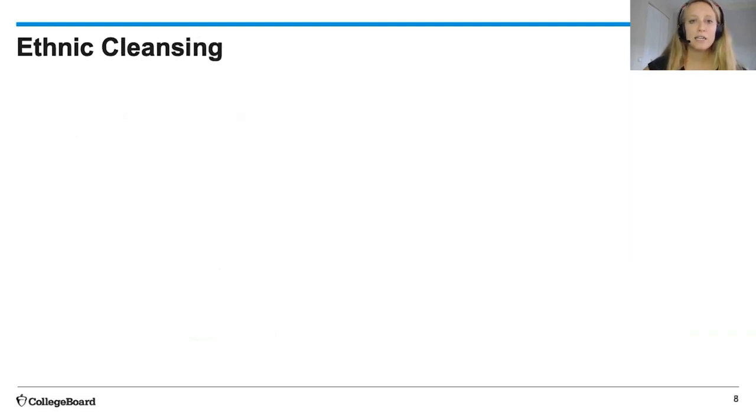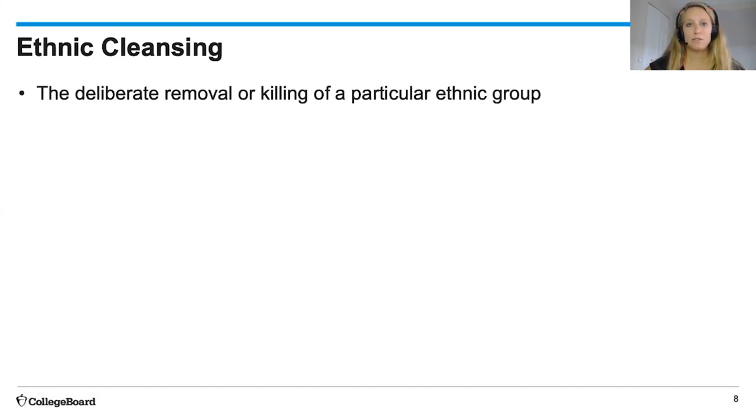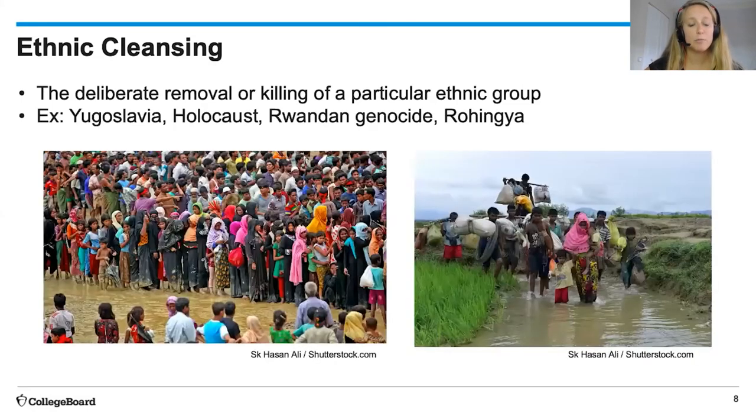And ethnic cleansing can also be a devolutionary factor. This is as bad as it sounds. This is the deliberate removal or killing of a particular ethnic group, which obviously could cause a country to break apart or some kind of power to be passed downward. Sadly, there are a lot of examples of this. One of them is Yugoslavia, that I will explain using a map on the next slide.